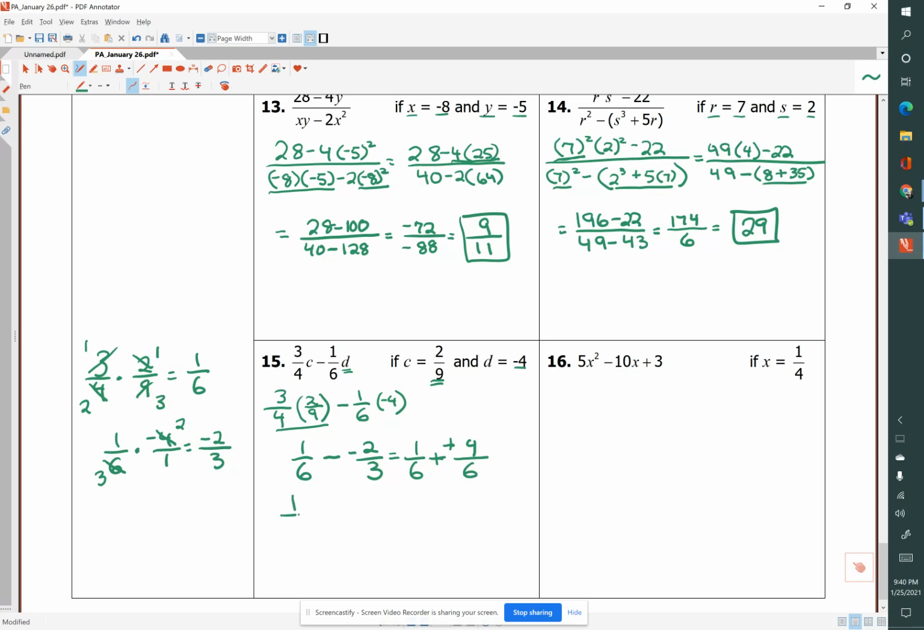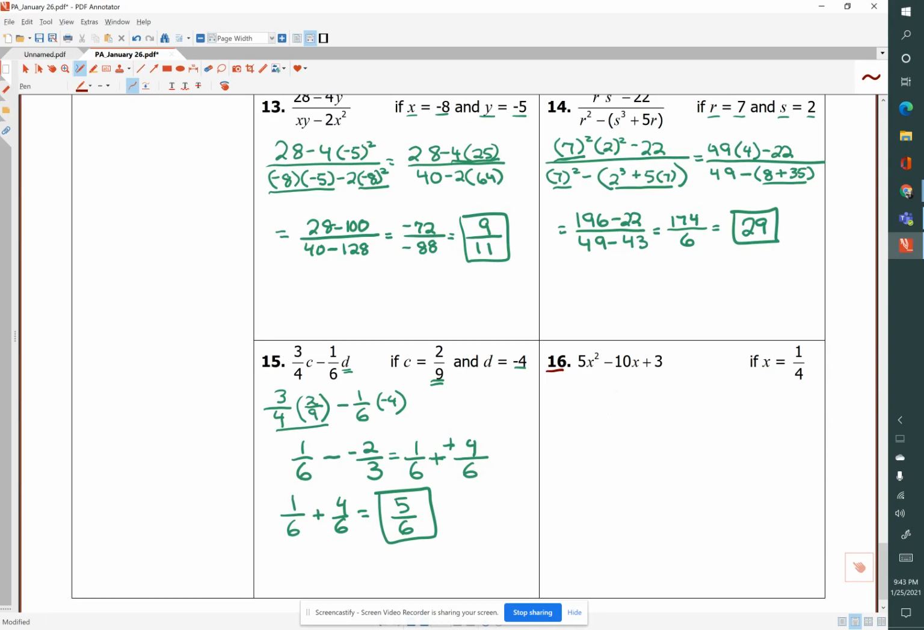I'm going to rewrite that here. 1/6 plus 4/6. And that's an easy add. 1/6 plus 4/6 equals 5/6. And that's our final. Okay, so here we are at our last problem.